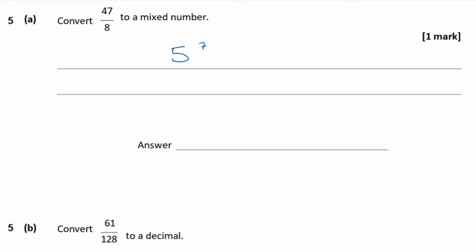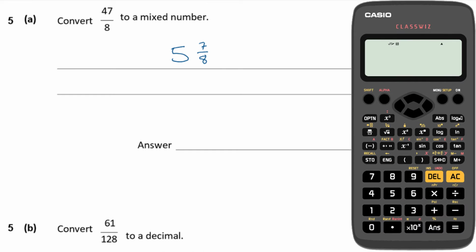So the 7 becomes the numerator of your fractional part. The divisor stays the same, it's still 8. So it becomes 5 and 7/8. If you are struggling, you can just do it on your calculator, of course.